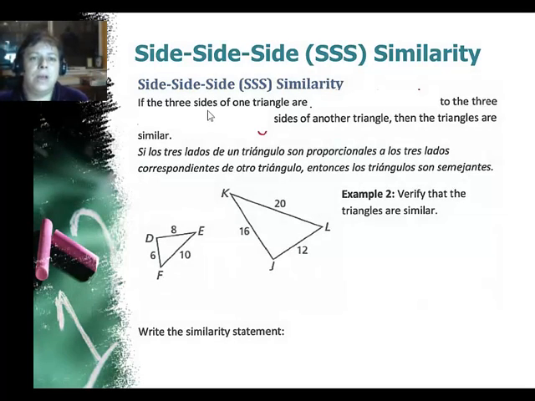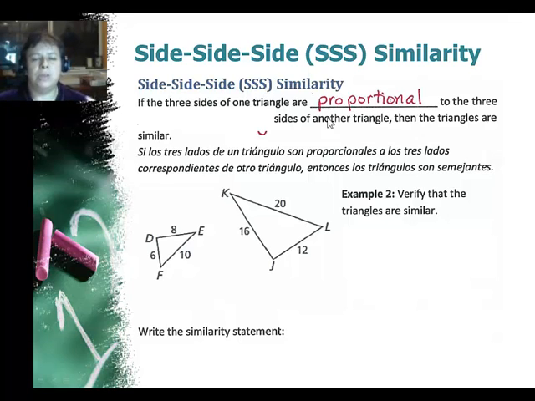Now another idea we have is side-side-side similarity. Before we were doing congruent triangles, but now we're doing similar. Do we need the sides to be exactly the same? No, we don't. We need them to be proportional to the three corresponding sides of the other triangle. Then the triangles are similar.